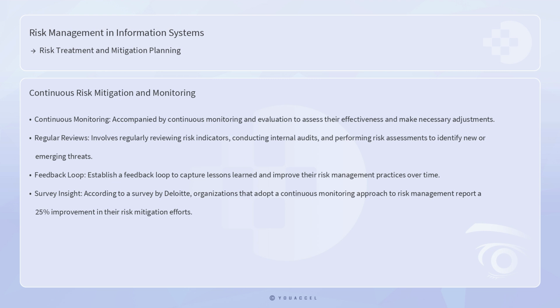The implementation of risk mitigation measures should be accompanied by continuous monitoring and evaluation to assess their effectiveness and make necessary adjustments. This involves regularly reviewing risk indicators, conducting internal audits, and performing risk assessments to identify new or emerging threats. Organizations should also establish a feedback loop to capture lessons learned and improve their risk management practices over time. According to a survey by Deloitte, organizations that adopt a continuous monitoring approach to risk management report a 25% improvement in their risk mitigation efforts.